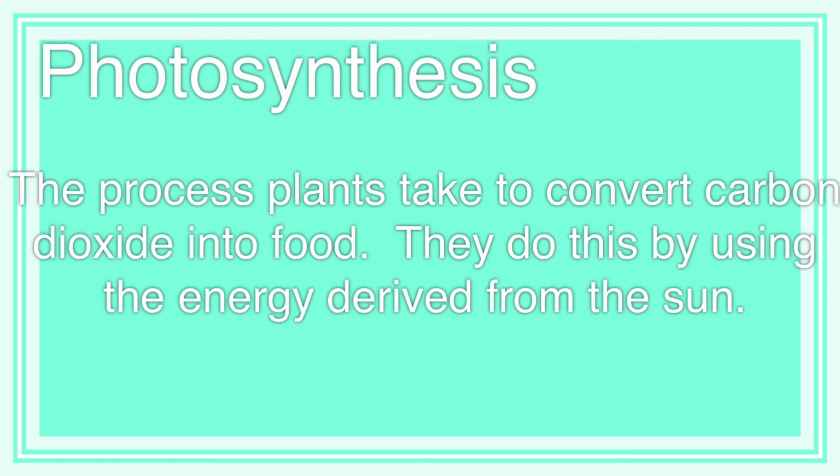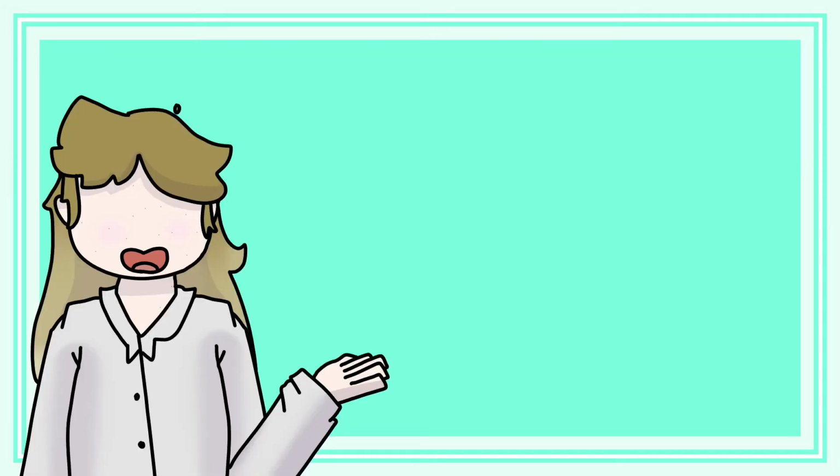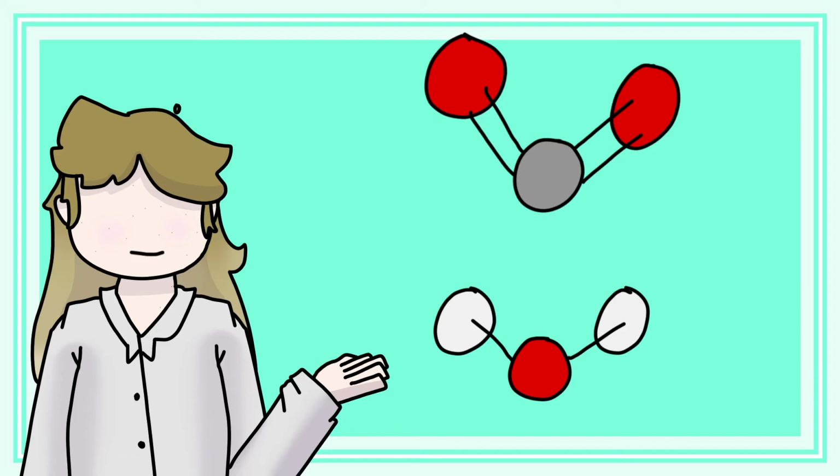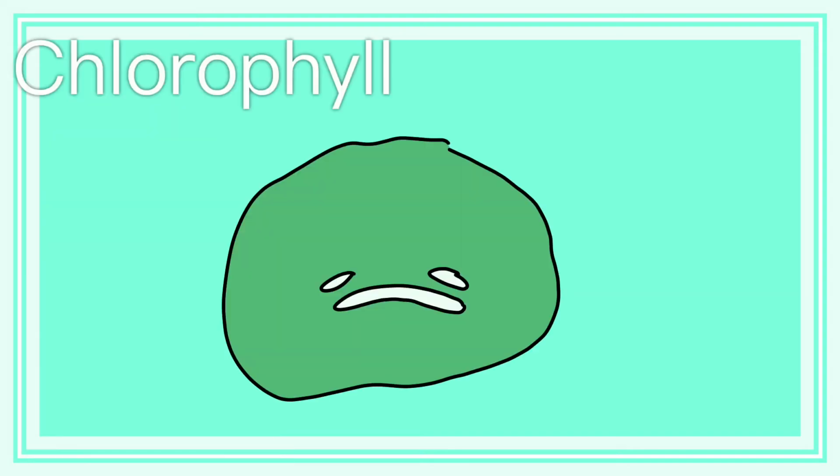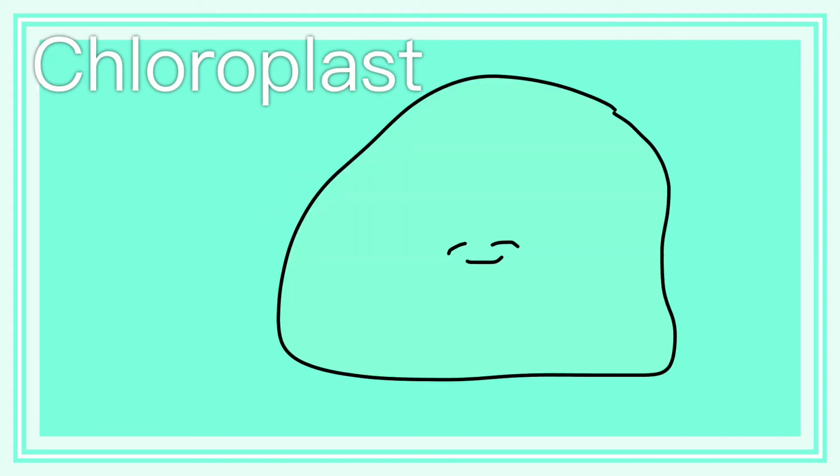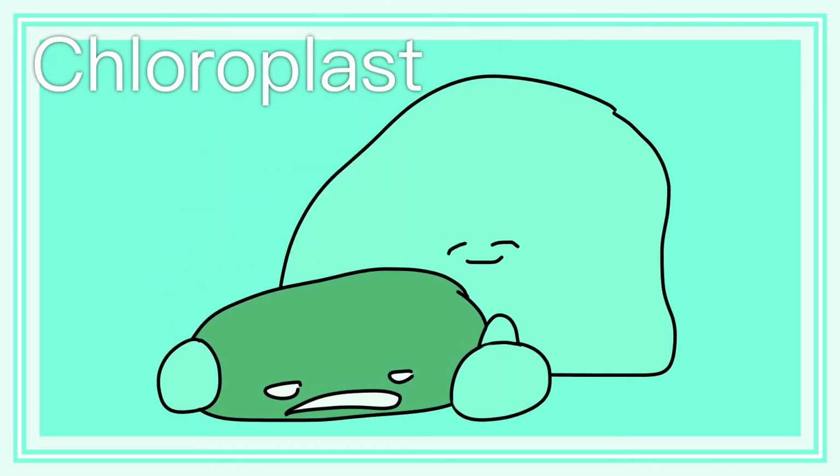Photosynthesis is the process plants take to convert carbon dioxide into food. They do this by using the energy derived from the sun. Plants use sunlight to create foods using water and carbon dioxide. Photosynthesis results in the plants creating oxygen and turning a green color due to chlorophyll. Chlorophyll is a green pigment and its job is to absorb light to provide energy for photosynthesis. Chloroplast is a plastid that contains chlorophyll and in which photosynthesis takes place.